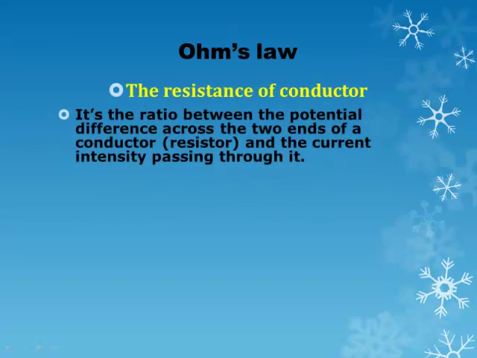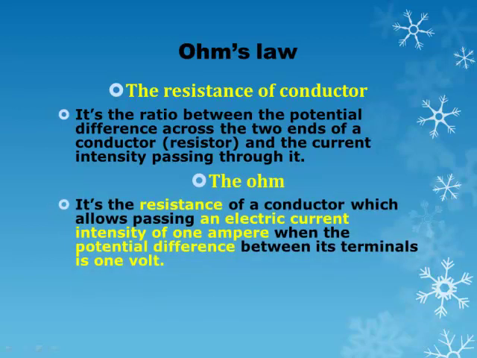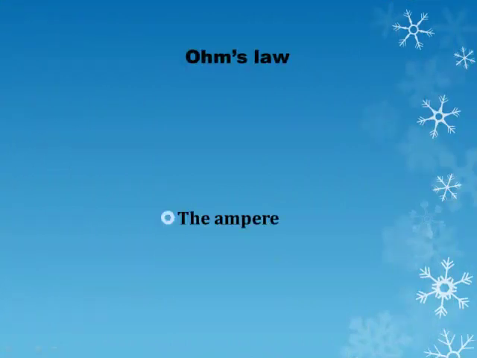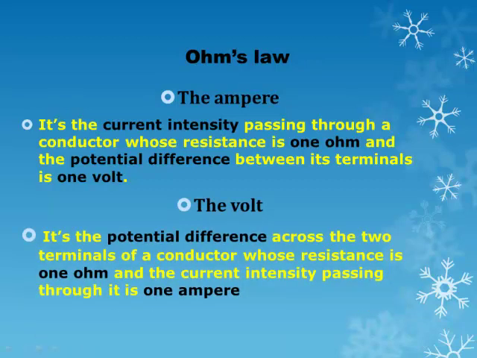The resistance of a conductor is the ratio between the potential difference across the two ends of the conductor and the current intensity. The ohm, first word, it is the resistance when the electric current intensity is 1 ampere and the potential difference is 1 volt. The ampere is the current intensity passing through a conductor when the resistance is 1 ohm and the potential difference is 1 volt. Volt, first word, potential difference when the resistance is 1 ohm and the electric current intensity is 1 ampere.